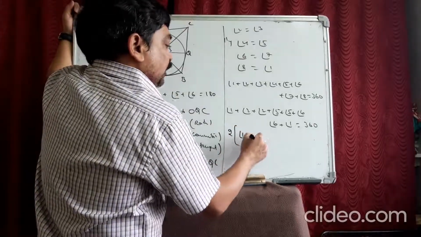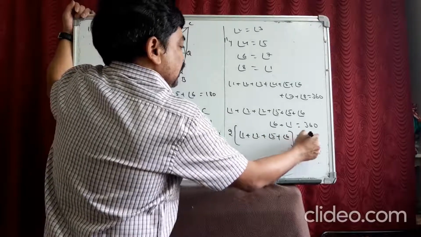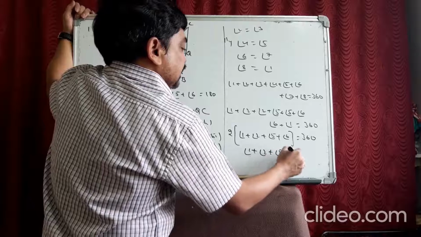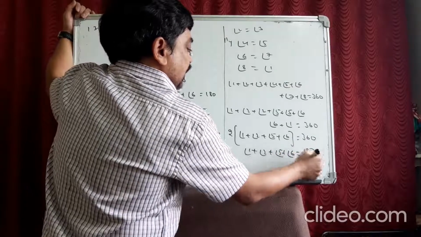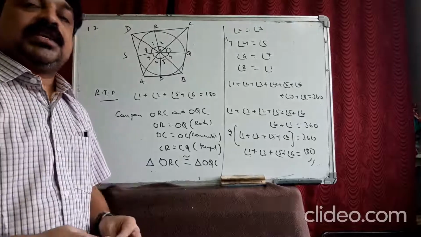If I take 2 common, angle 1 plus angle 2 plus angle 5 plus angle 6 is equal to 360, so angle 1 plus angle 2 plus angle 5 plus angle 6 is equal to 180. So the sum of the angles is 180. We call them supplementary angles.